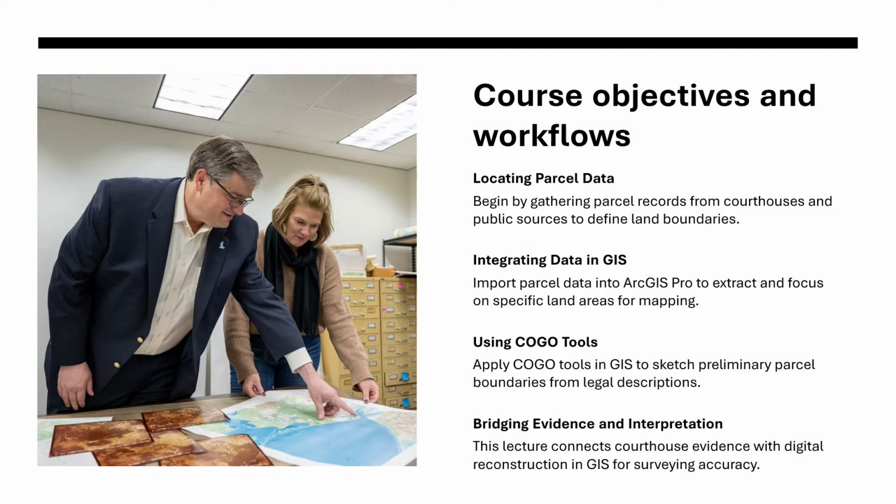In this lecture, Lecture 10, our focus is on locating and assembling the record evidence that defines a parcel of land. We'll start with what we can find in the courthouse and public records. We'll gather parcel data from the Central Appraisal District, and then we'll take that data into ArcGIS Pro. Once it's there, we'll extract the specific area we're interested in and use the COGO tools to begin sketching out a preliminary boundary from a legal description. It's the same way you'd begin a retracement survey.